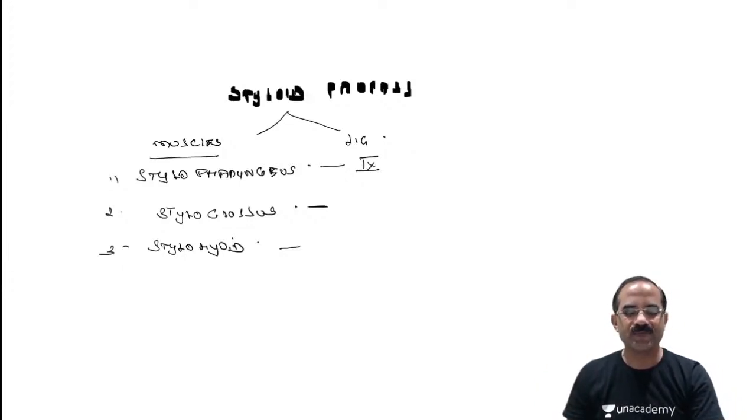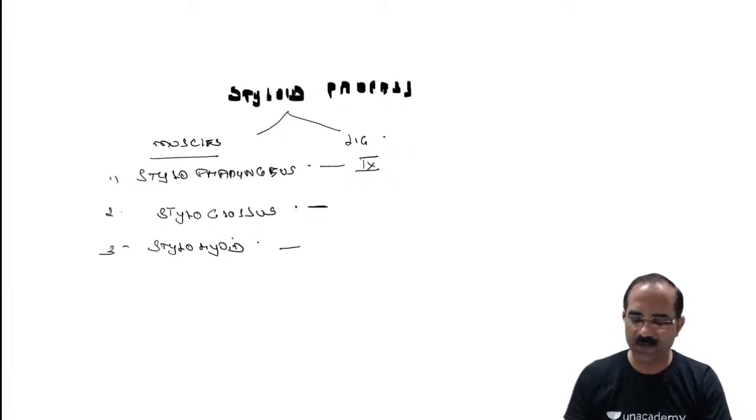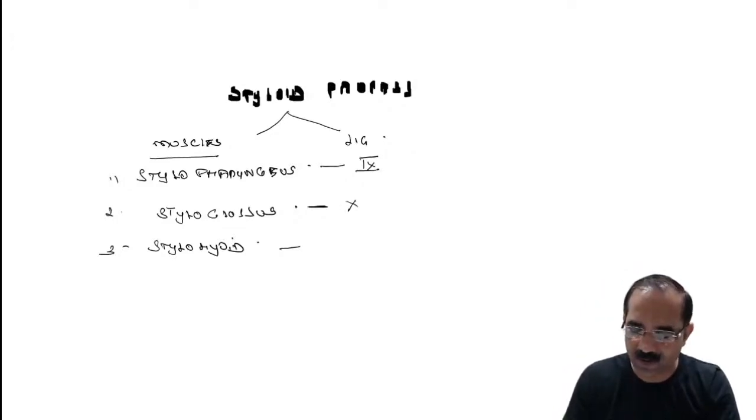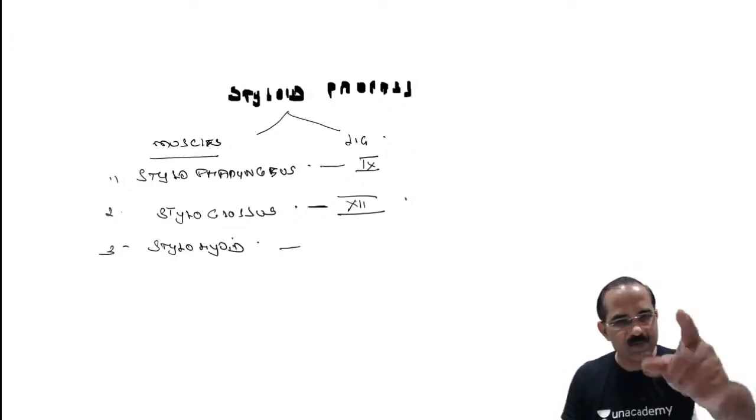Styloglossus. 12th nerve. Excellent. Styloglossus is a muscle of the tongue, right? So it is supplied by the 12th nerve. I can ask you something here.